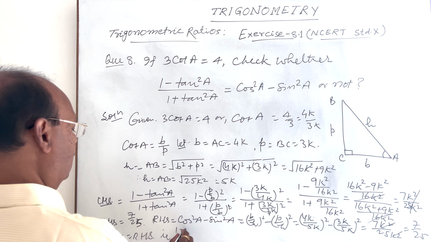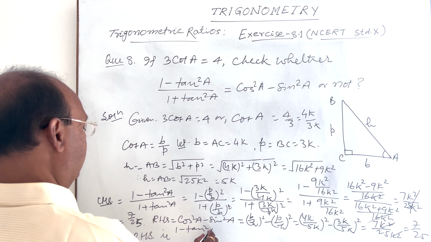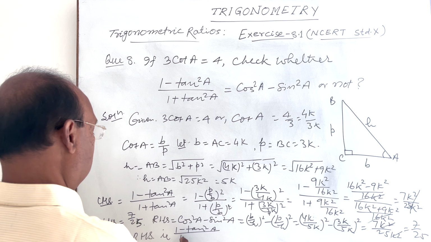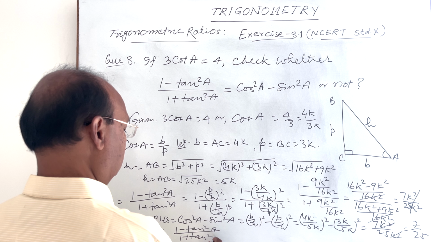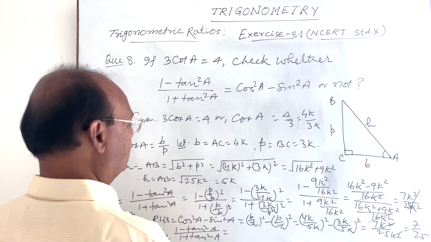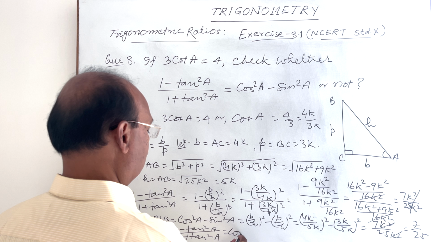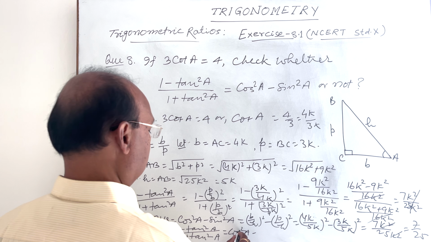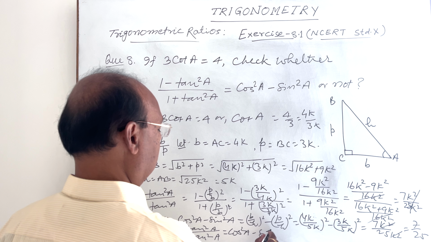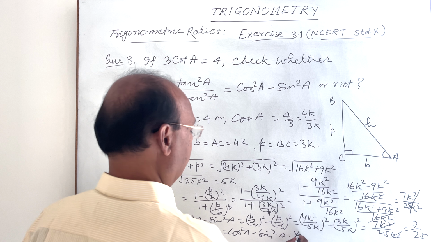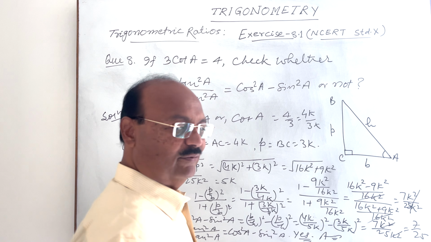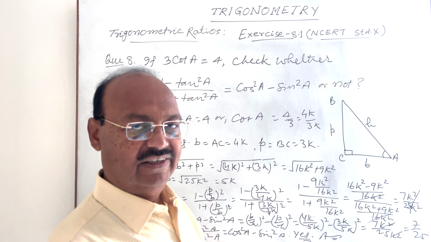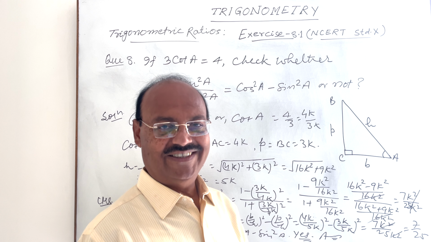It means (1 minus tan square A) upon (1 plus tan square A) is equal to cos square A minus sin square A. The answer is yes. These are equal. This is the answer. Very simple, but the question is very important and very interesting, isn't it?